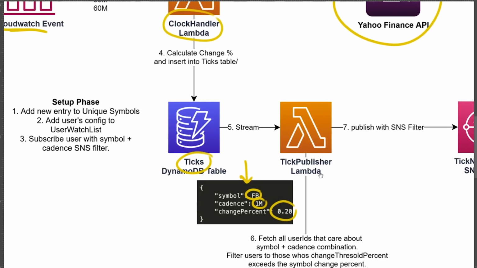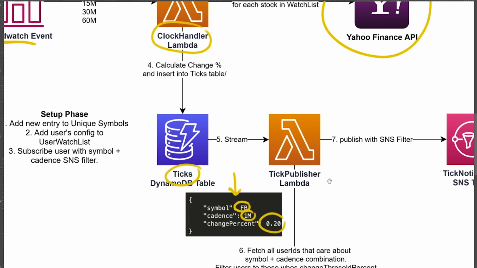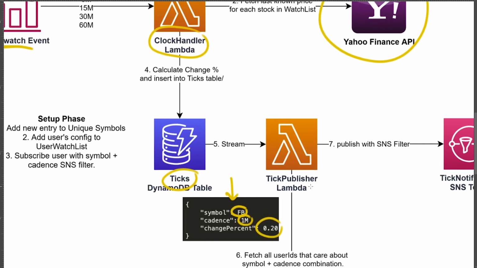And this thing is going to be responsible for figuring out, I don't want to show that yet, but figuring out who all the users are that are interested in change percents that exceed the thresholds that they've configured for this particular stock and cadence combination. So for example, let's assume I'm going to have many, many users at some point, right? And one of them may have a registry that says, I want to get notified when Facebook 1 minute goes over 0.1%.